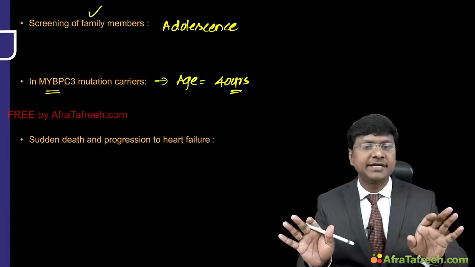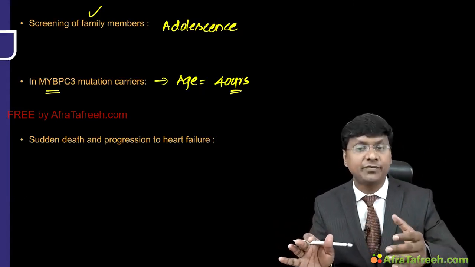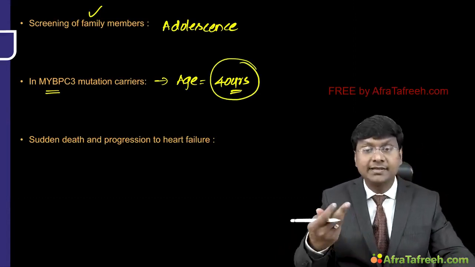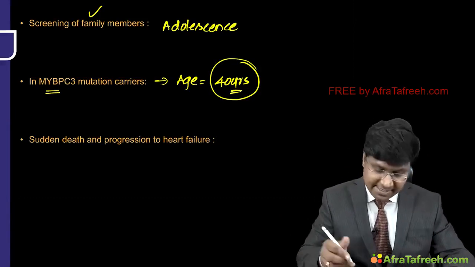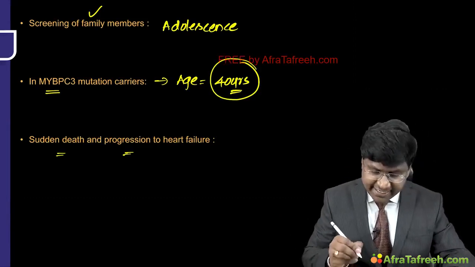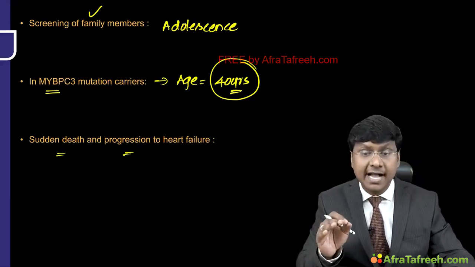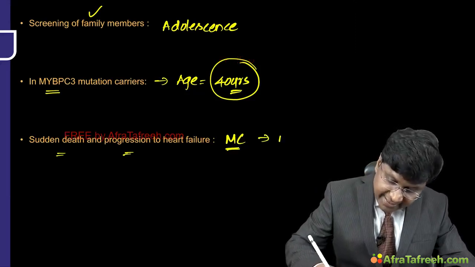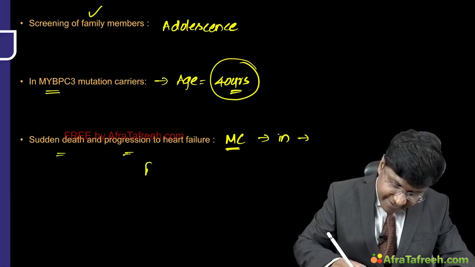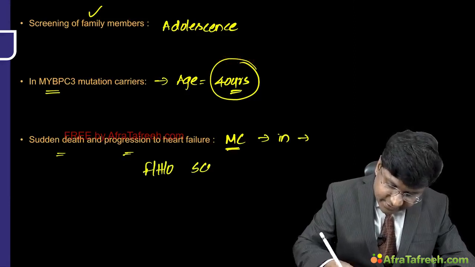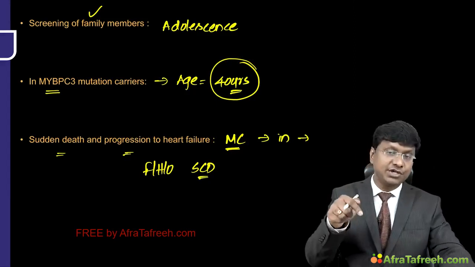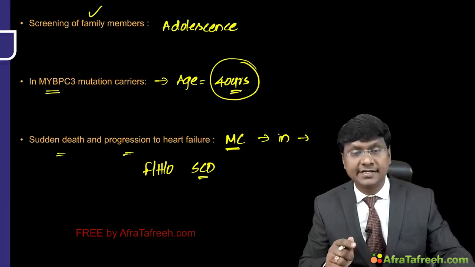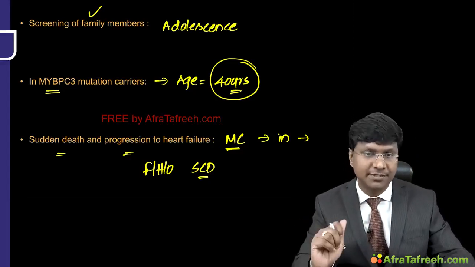But almost 30% of the patients remain free from hypertrophy even after 70 years. Most commonly, it is around 40 years when the hypertrophy starts developing. Sudden death as well as progression to heart failure occur more commonly in individuals with a family history of sudden cardiac death. In those individuals with a family history of sudden cardiac death due to hypertrophic cardiomyopathy, the chance of sudden cardiac death and progression to heart failure is very common.